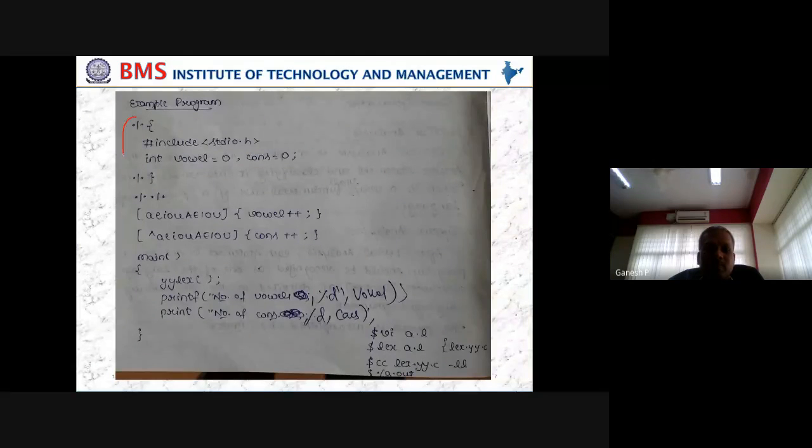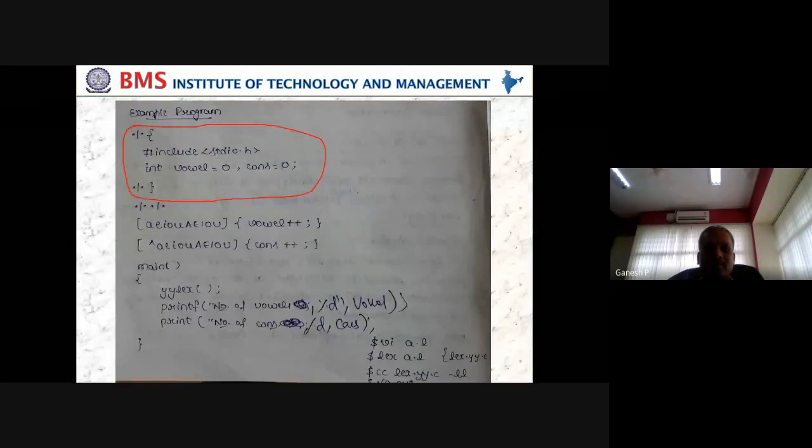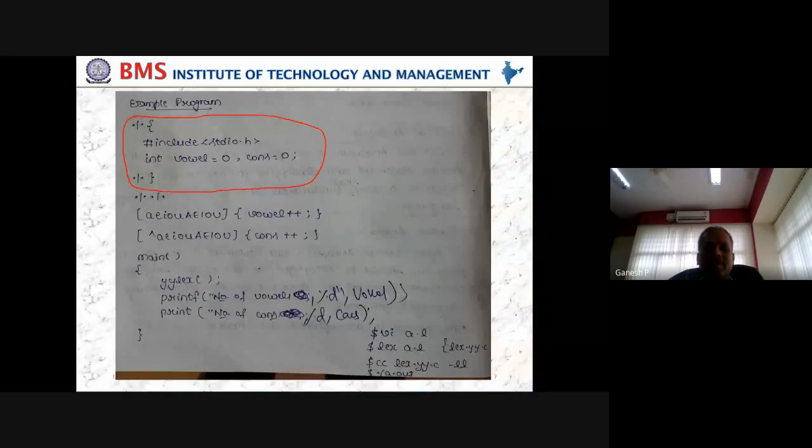So this is the user defined section, meaning a data section or declaration section. You can declare anything. If you look at this portion which is highlighted, what type of constructs are these? Is it not a C program? What do you see here at the top? Is it not a C program?